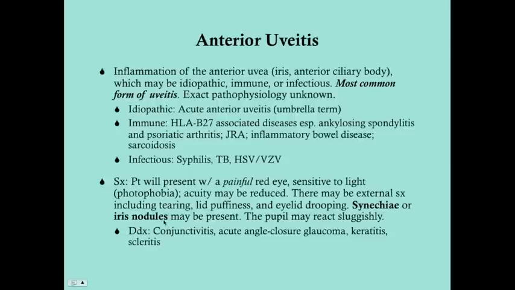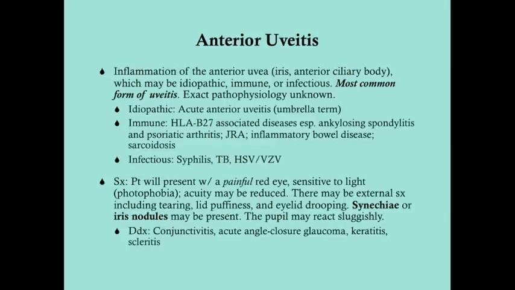And then these iris nodules are more of a clinical sign that pushes you towards a possible diagnosis of anterior uveitis. We'll look at some of those in a little bit. Also, the pupil can react sluggishly, and that makes sense because you have inflammation in that area along the iris. The iris is responsible for changing the pupil size, and so the pupil can react sluggishly.